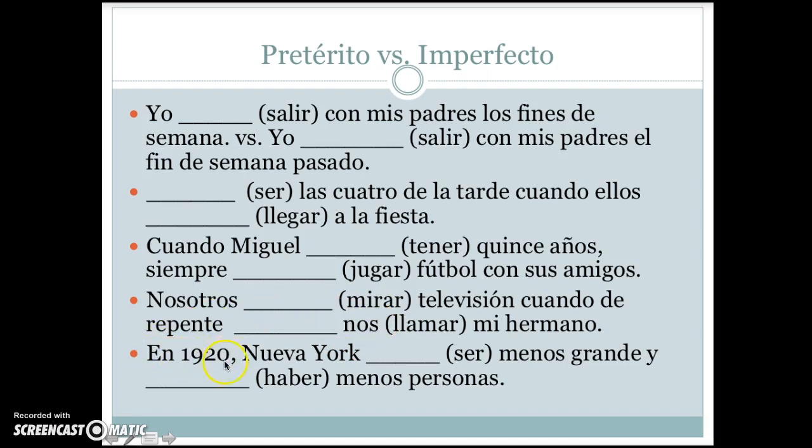In 1920, New York was less big than it is now, and there were less people. Well, here in both of these examples, we are describing New York. So with descriptions, no clear beginning and ending with a description, we use the imperfect. Nueva York era menos grande y había menos personas.